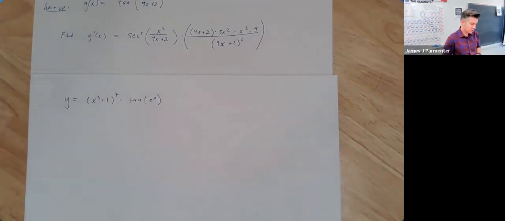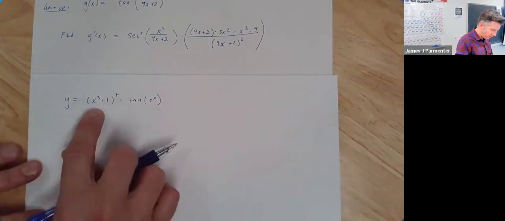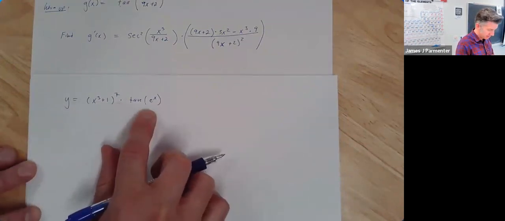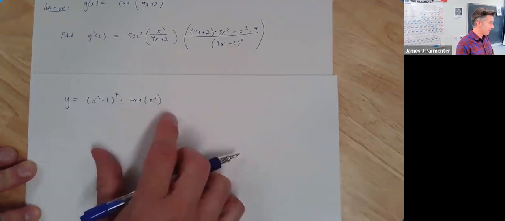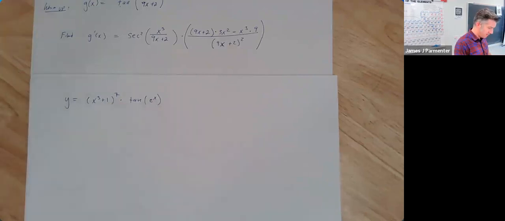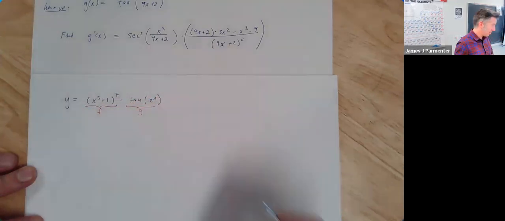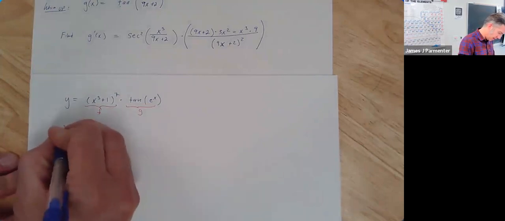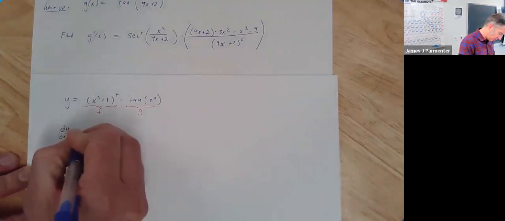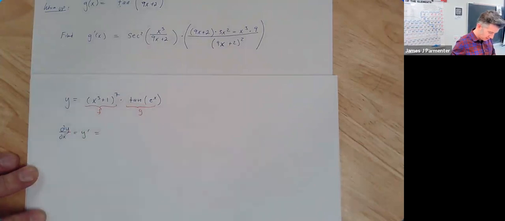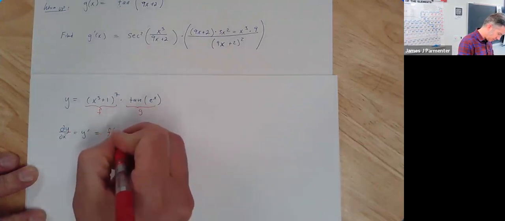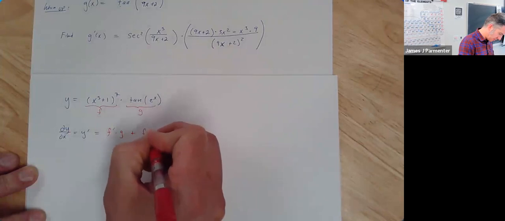All right. So I see a lot of things going on here, but first and foremost, I see one function times another function. I see x cubed plus 1 to the 7th times tangent of e to the x. So I'm thinking of this as my f, and this is my g, and I'm going to have to use the product rule, right? My y prime, or dy dx if you prefer, either way is fine, is going to have to be f prime times g plus f times g prime.